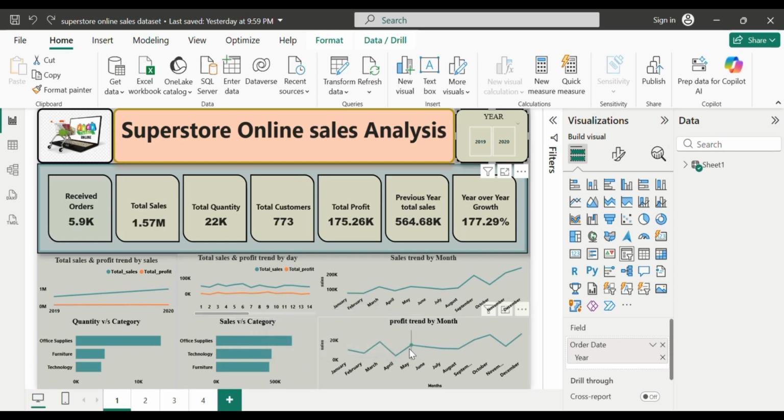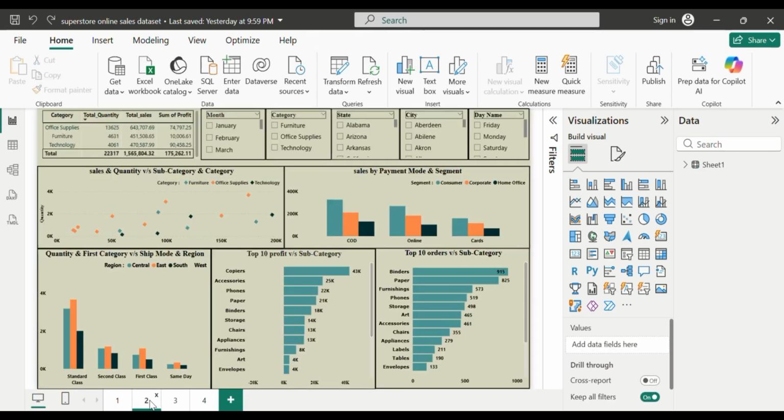Okay, this is the profit per month, the profit trend. So we go to the next page. Just see, for every office supplies, total quantity, total sales and sum of profit. This filter is used for every month, every category, state, city and every day.